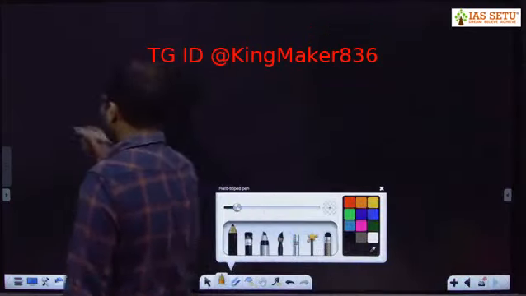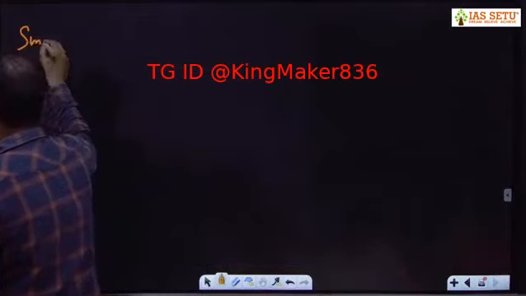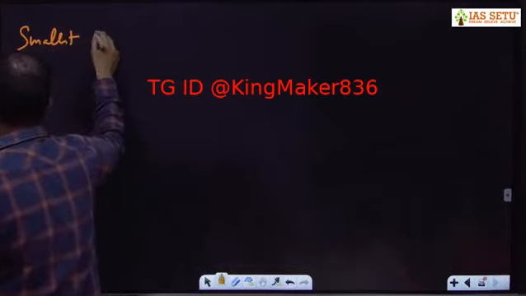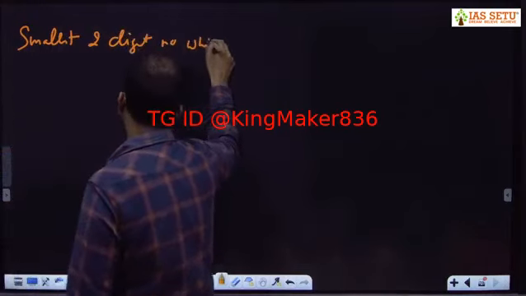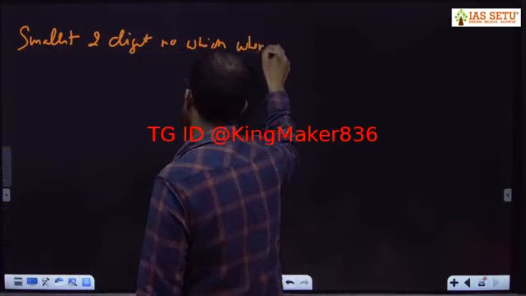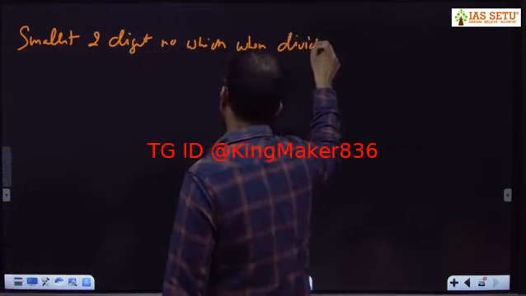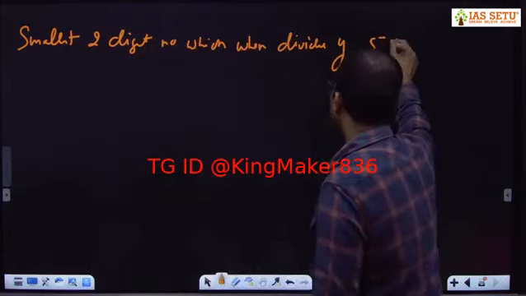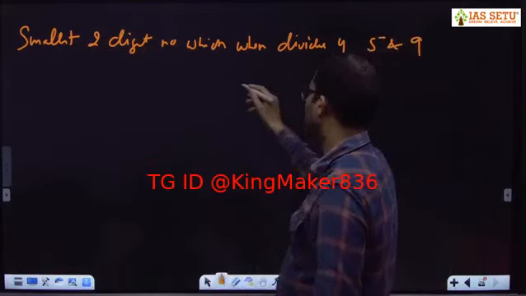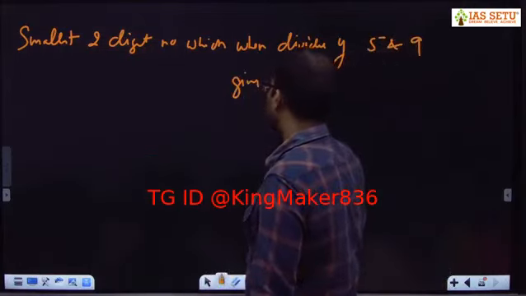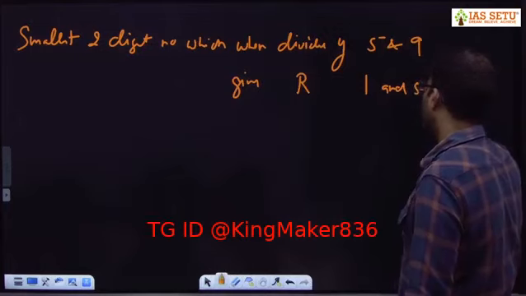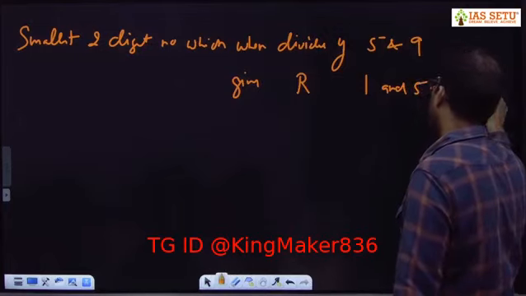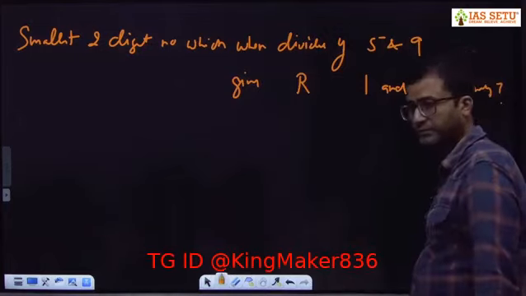I ask a question: smallest 2-digit number which when divided by 5 and 9 gives remainder 1 and 5 respectively.